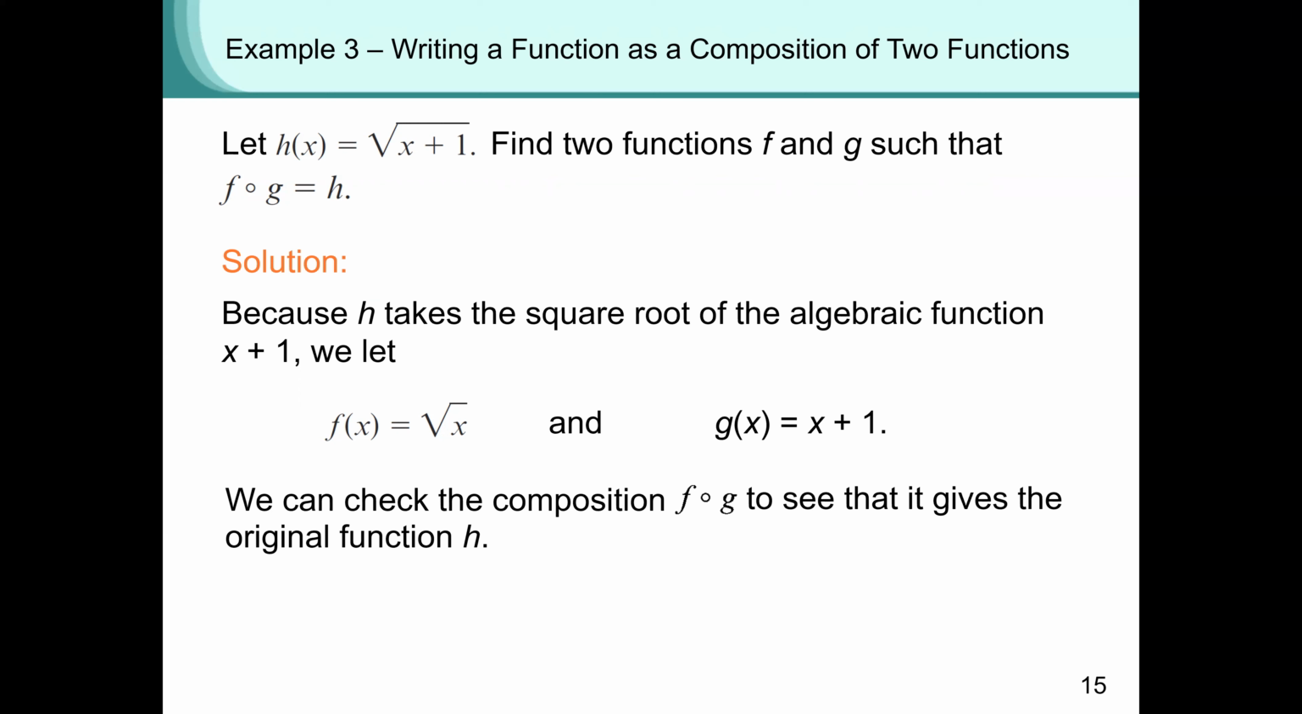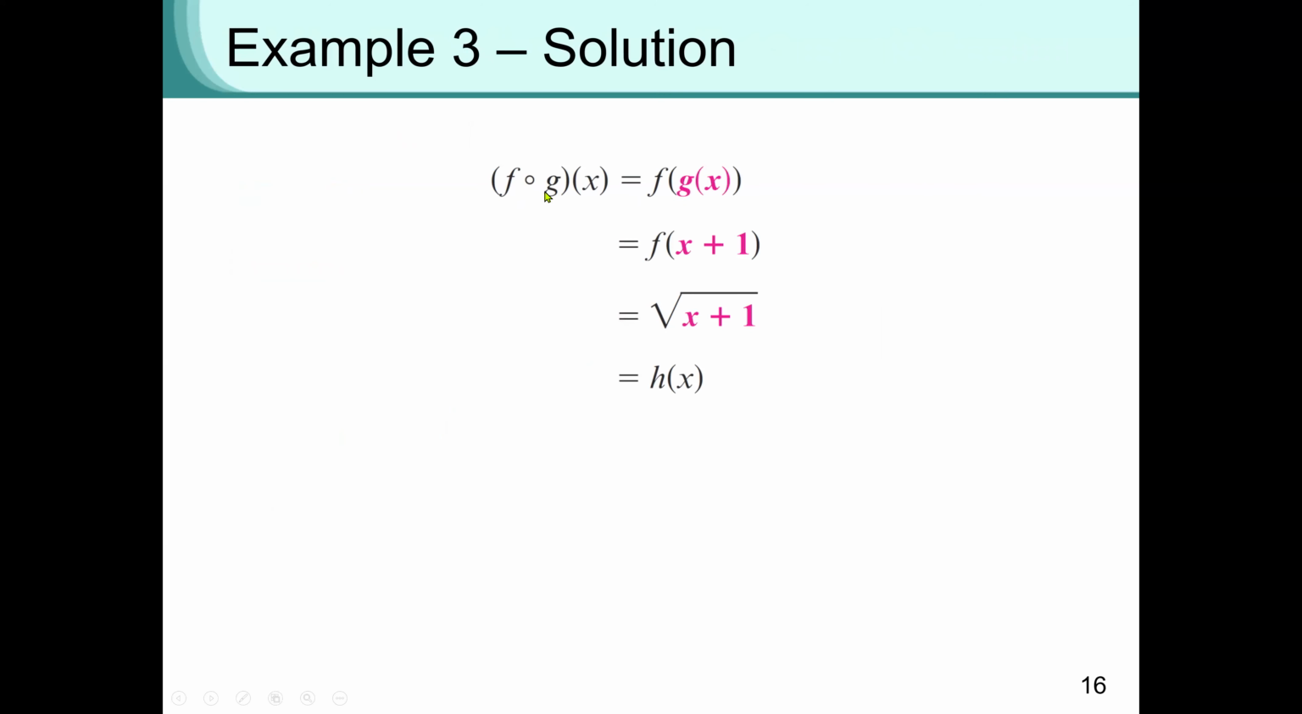Then we can check the composition to see that it will give us the original function. So in this case, I'm looking for f composite g. Anywhere I see x in the square root of x, I'm going to substitute with x plus 1. So here we can see that it works, because f composite g means anywhere I see x, I'm going to substitute with g at x. So I'll get square root of x plus 1. So that works. F composite g at x will be f at g at x. Now, since f at x is square root of x, we substitute x with x plus 1. So we get square root of x plus 1, which is the same as h at x.